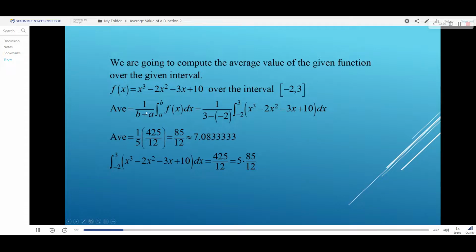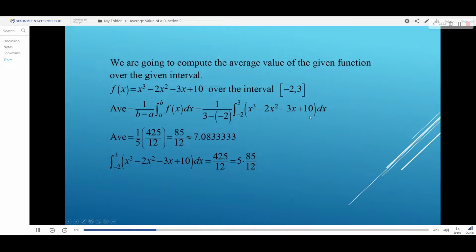So 1 divided by b minus a, the length of the interval, if we say the interval is from a to b, and then integrate the function from a to b. And so in this particular example, we're going to look at this polynomial function here, and its average value over the interval from -2 to 3 is 1 divided by 3 minus the -2, times the integral from -2 to 3 of the function, integrating with respect to x.